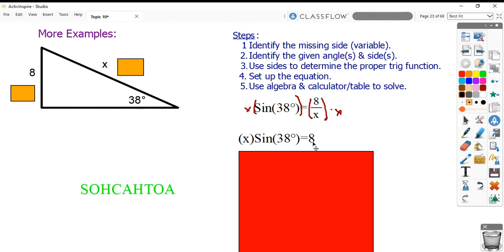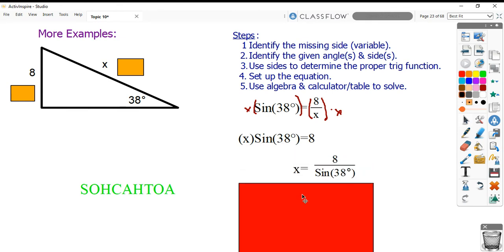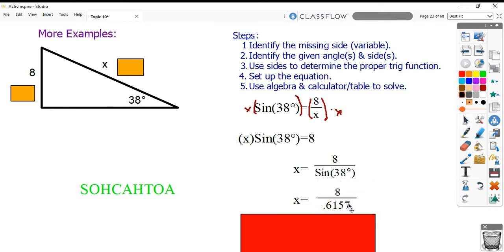Now here's the question. X is being multiplied now. How do you get rid of this sine 38? Y'all, you need to recognize that sine 38 is just a decimal number. If you type that into your calculator, you end up with a long decimal of 0.6157. If this were written down as x times 0.6157, you would immediately know that you have to divide. And that's what we're going to do. 8 divided by that long decimal number, sine of 38, is what we're looking for.